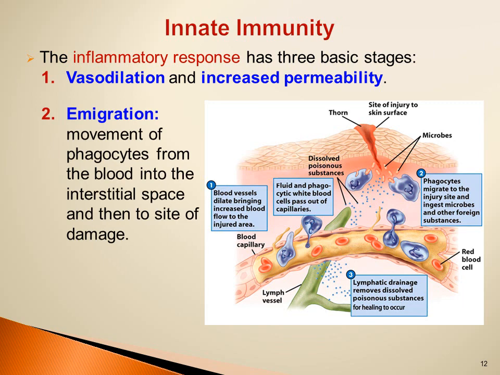The second basic stage of inflammation is immigration, which is movement of phagocytes from the blood, here as we see, into the interstitial space and then to the site of damage. So they will move and migrate to the site of damage. Number 3, there will be tissue repair. The lymphatic drainage removes the dissolved poisonous substances for healing to occur. So the end result is the promotion of healing.